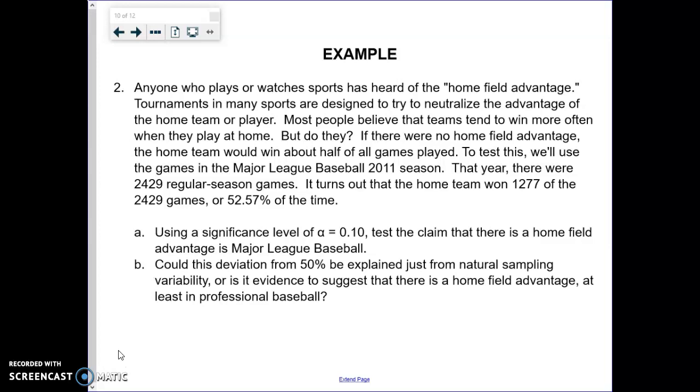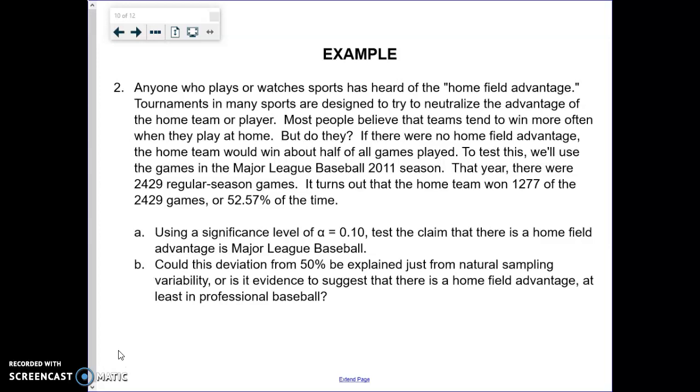Okay, so part A says we're going to use a 0.1 level of significance to test the claim that there's a home field advantage in Major League Baseball, right? And then we'll answer part B: if there is, could that deviation just be from natural sampling variability, or is there really true evidence that there is a home field advantage?